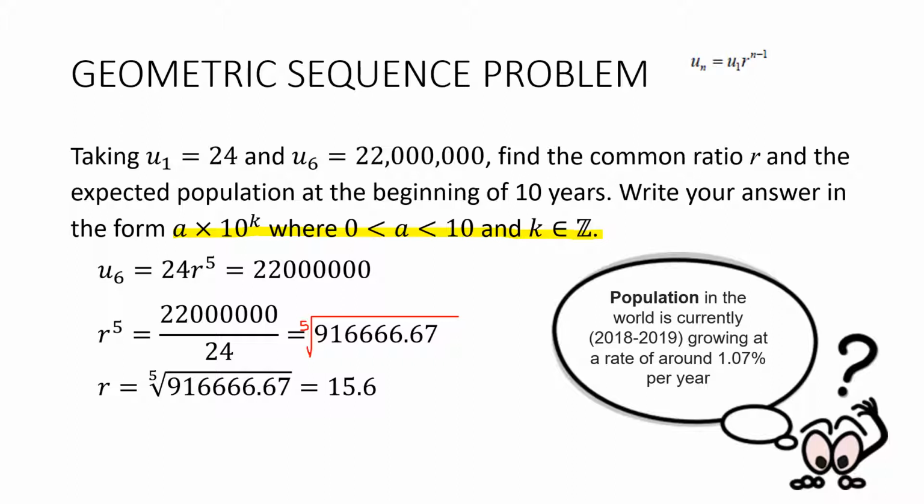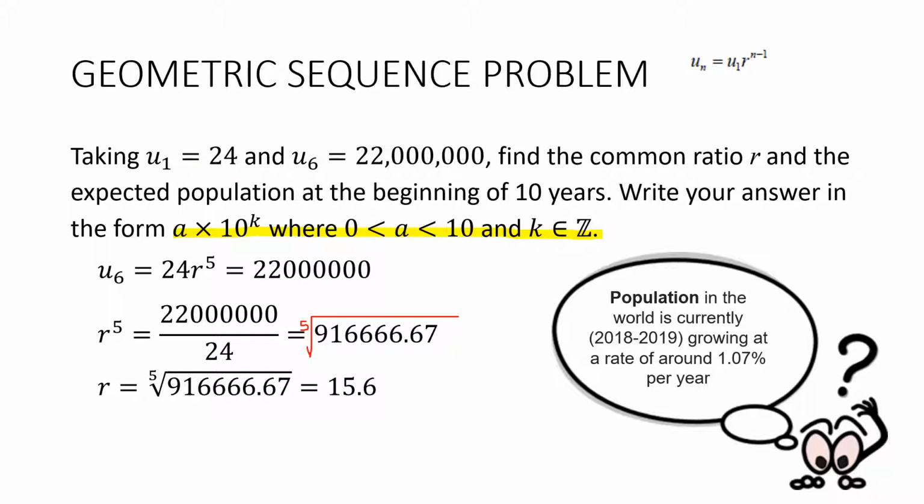So if we start off with 100 people, we end up with 101 and a bit people at the next year. This is huge. Okay, it's multiplying by 15 each time. So it started off with 24, and by the end of the first year, you had 24 multiplied by 15.6.